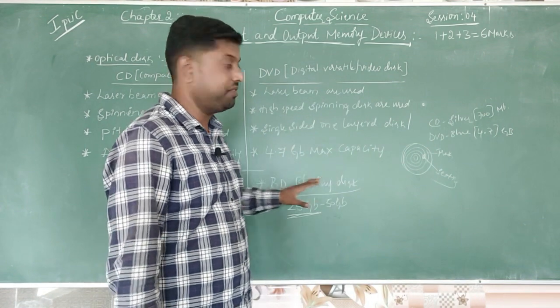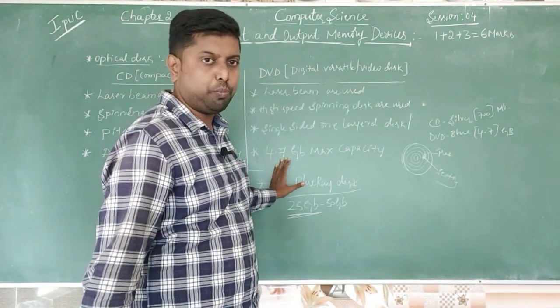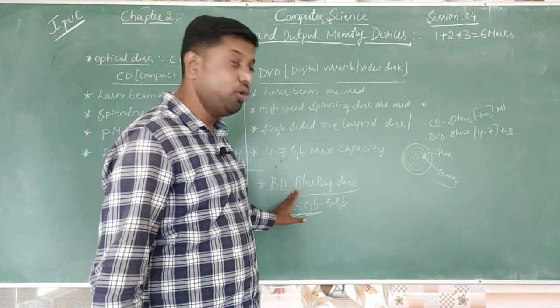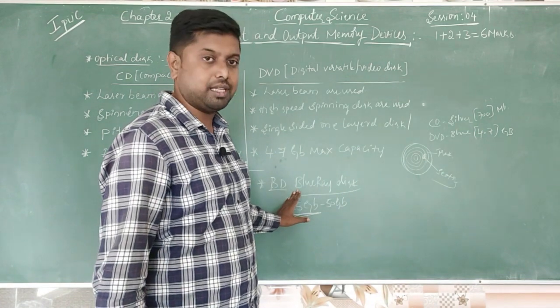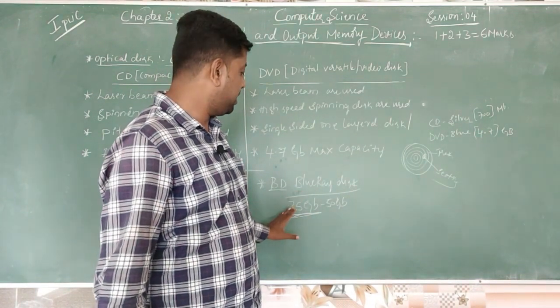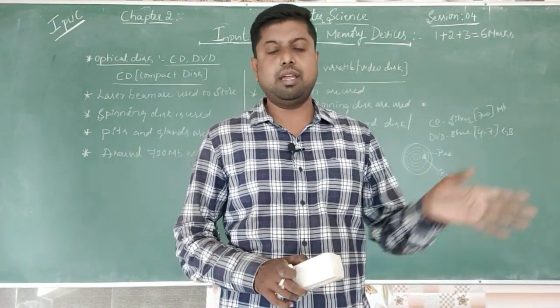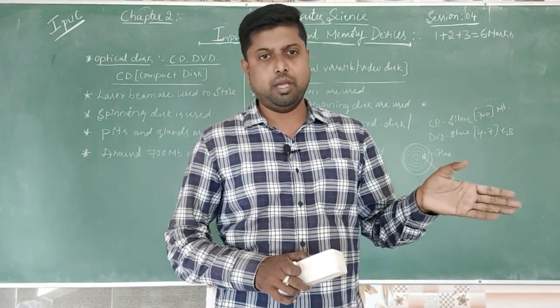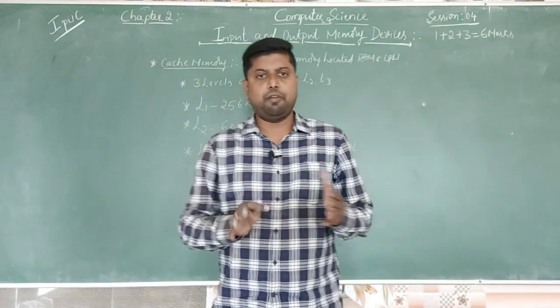So these are all the differences. CD is a maximum of around 700 MB. DVD will be around 4.7 GB, and the Blu-ray disk is available in the market nowadays. If you have a chance to see one, just observe it. It has a capacity of 25 GB to 50 GB. So these three are the optical devices: CD, DVD and Blu-ray disk.